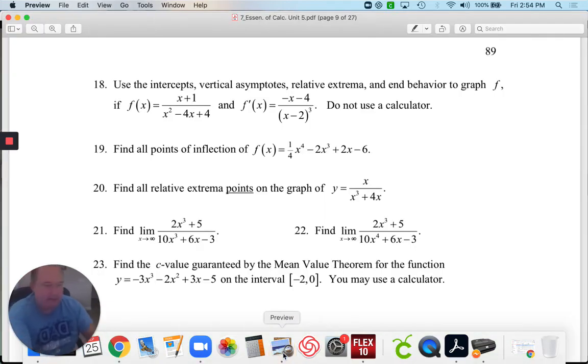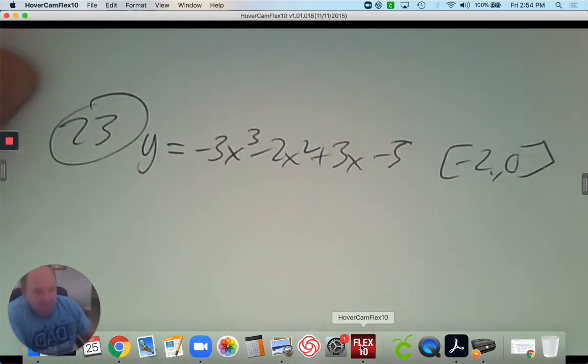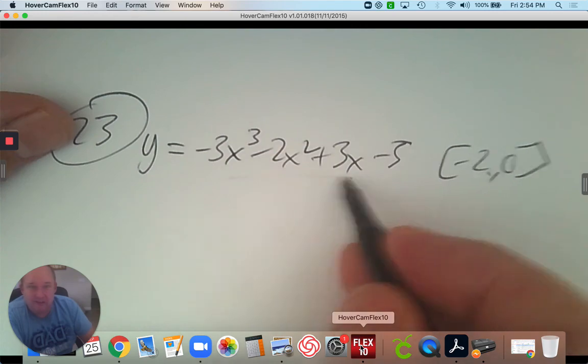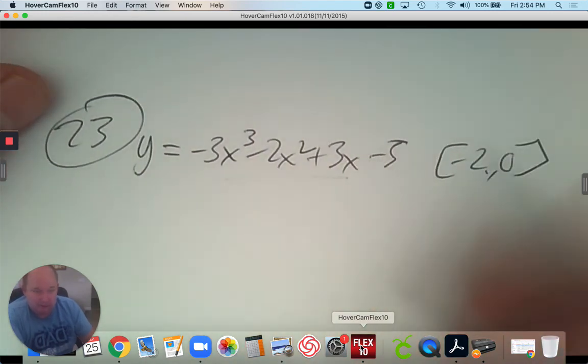That makes me happy. Here we go. Find the C value for the mean value theorem. So let's do this. y equals negative 3x cubed minus 2x squared plus 3x subtract 5 on the interval negative 2 to 0. And let's go. I will not go slowly. So step number 1, it is continuous and differentiable. It's a polynomial. Both conditions met.